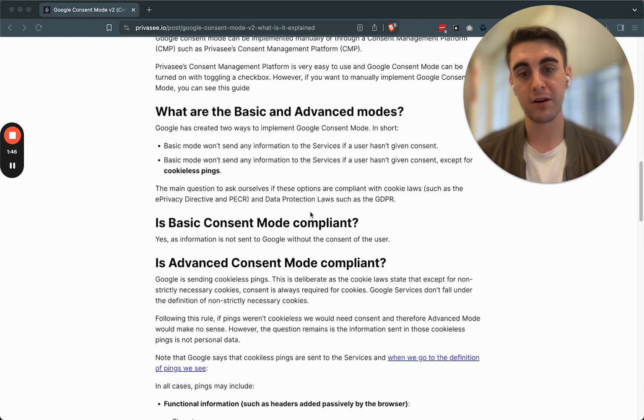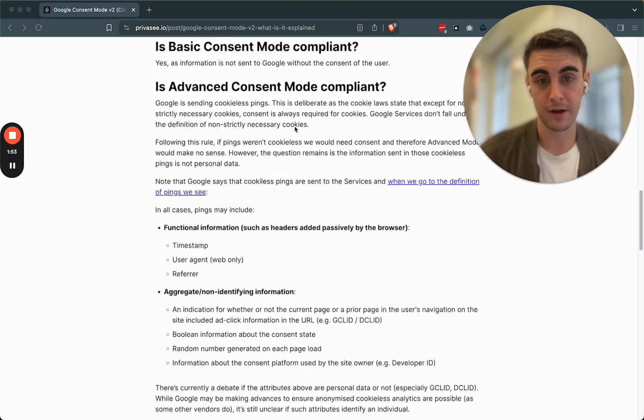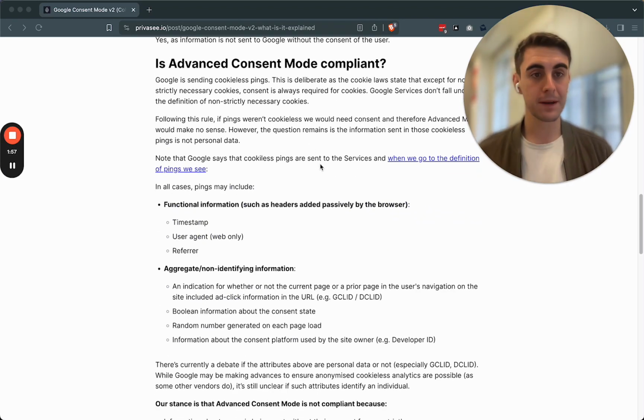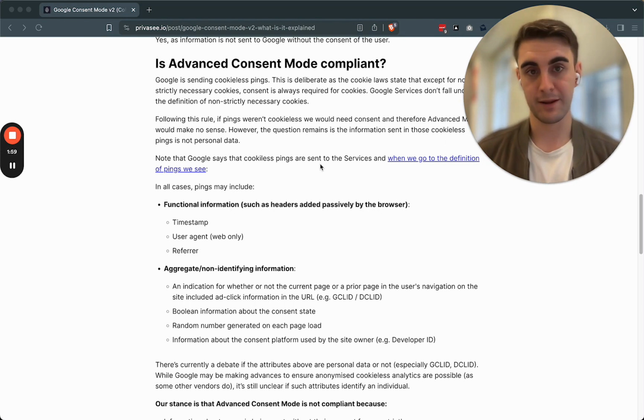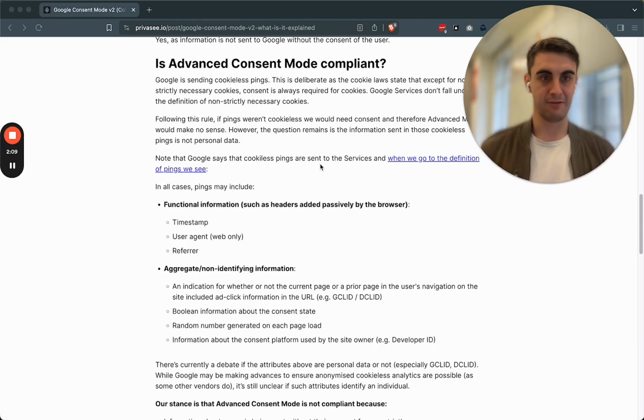So the question here is: are the cookieless pings that are sent by Google compliant or not? This is still up for debate. We still need information to be published by the regulators or by different decision boards in order to have a more clear understanding here. So whenever we implement Google Consent Mode, we need to make sure that we understand what the implications are of the advanced versus the basic Google Consent configuration.